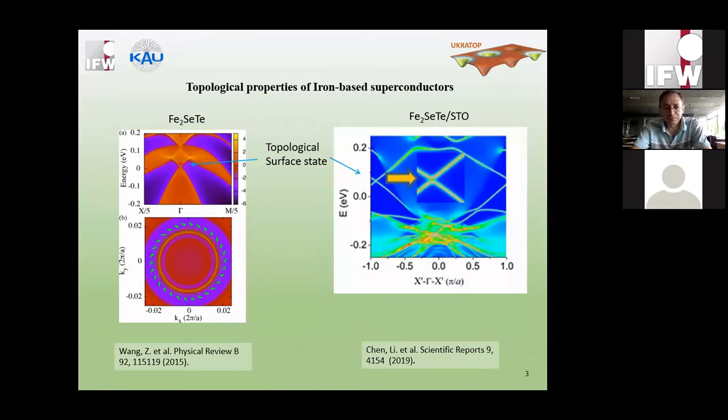One of the interesting iron-based superconductors is iron selenide. Some groups report that topology was discovered in this superconductor. But as the previous speaker said, it needs to be understood more clearly. Also, a topological surface state was calculated for the iron selenium telluride film on an STO substrate.